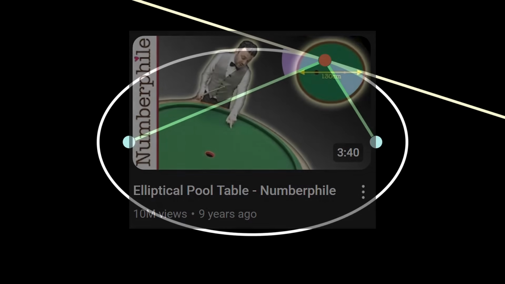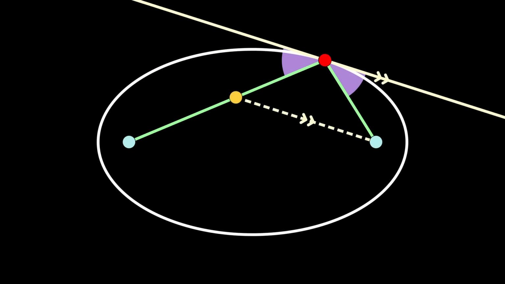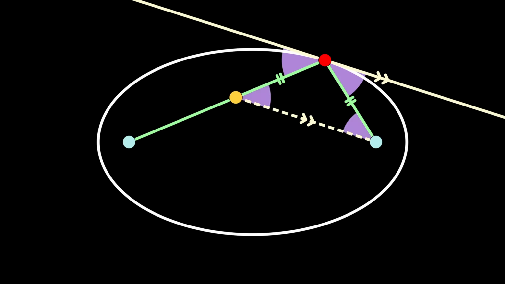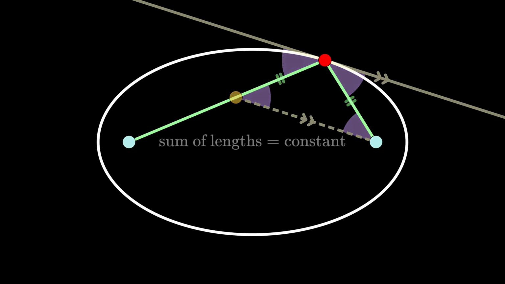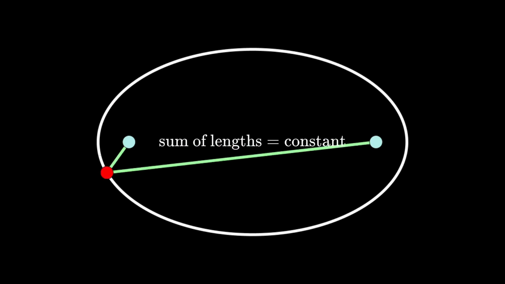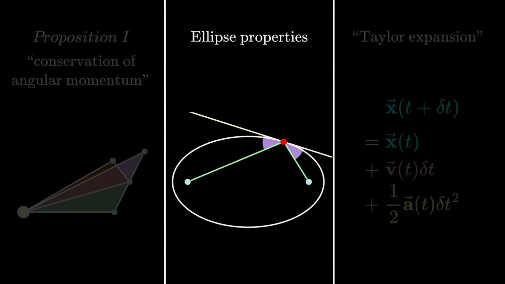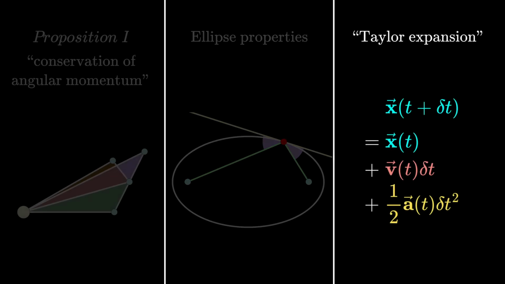For our purposes, this means that if we draw a line from a focus parallel to the tangent, then these two segments will have the same length, since these angles in the triangle will be the same and the triangle will be isosceles. Also, the defining property of the ellipse is that the sum of the lengths to the two foci is always constant. That's all the properties of the ellipse you need to know for the video, and we go on to the third and final result.